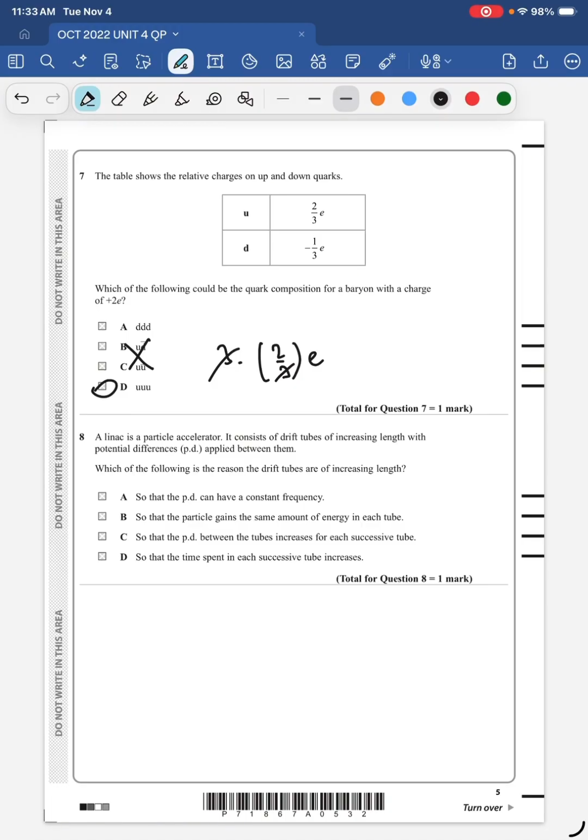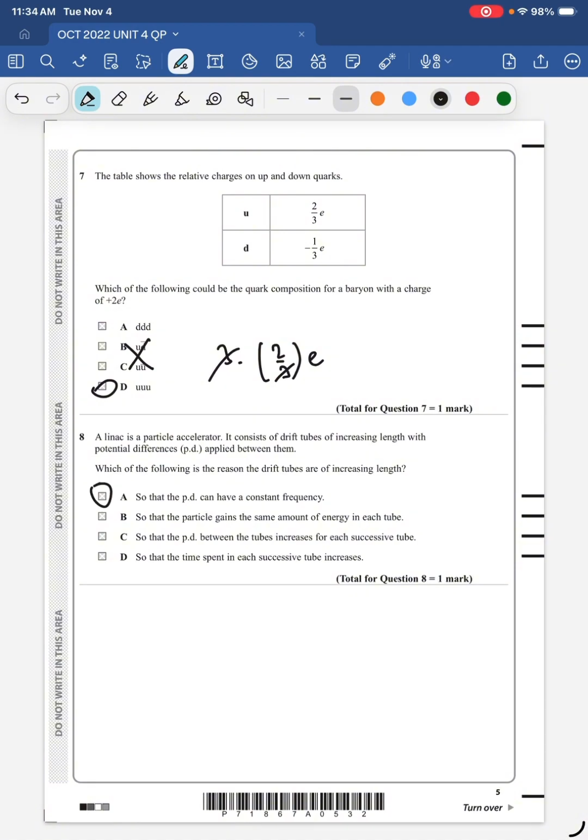Question 8. A LINAC is a particle accelerator. It consists of drift tubes of increasing length with potential difference applied between them. Which of the following is the reason why the drift tubes are of increasing length? Without reading the answers, it's because the frequency is constant, I guess. So let's see. Option A, so that the potential difference can have a constant frequency. That's correct. That's A.